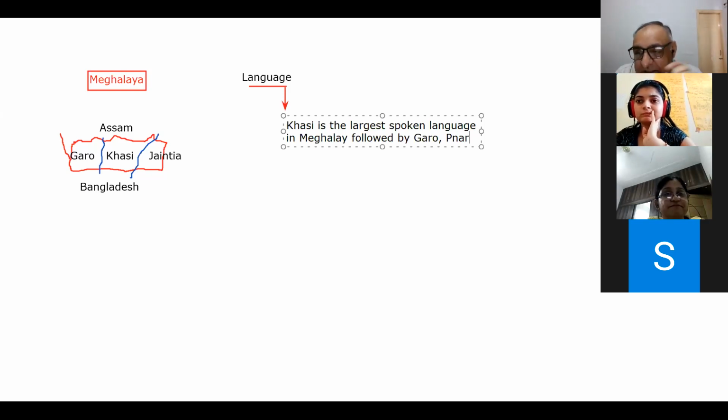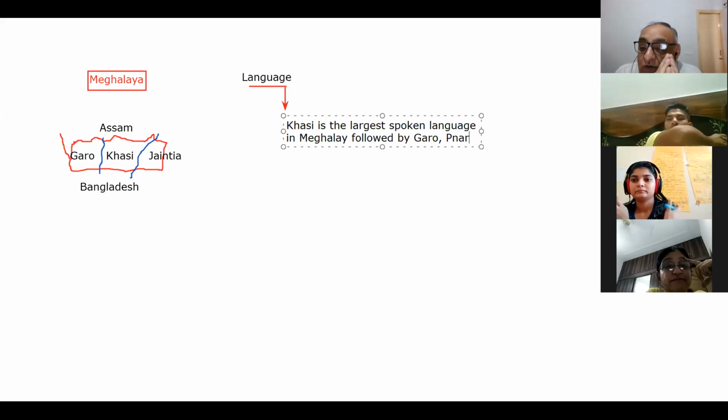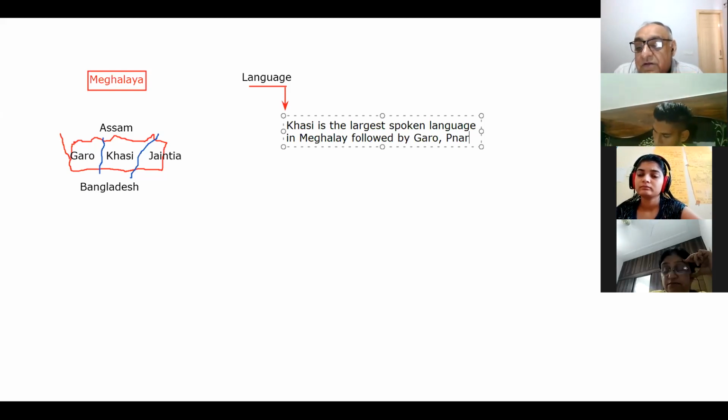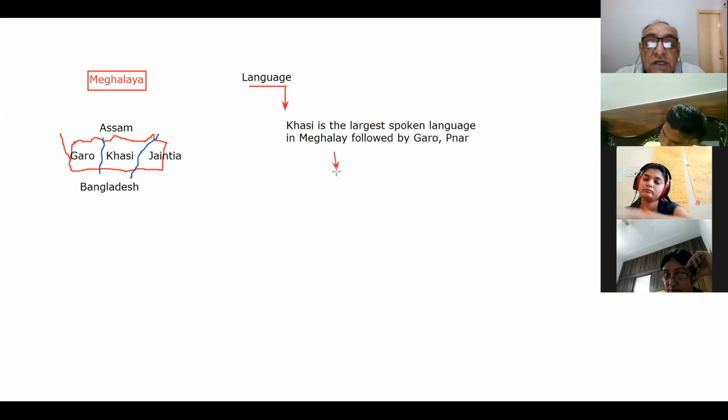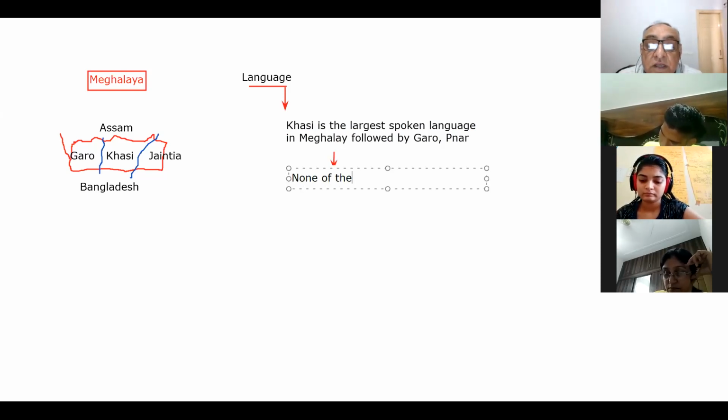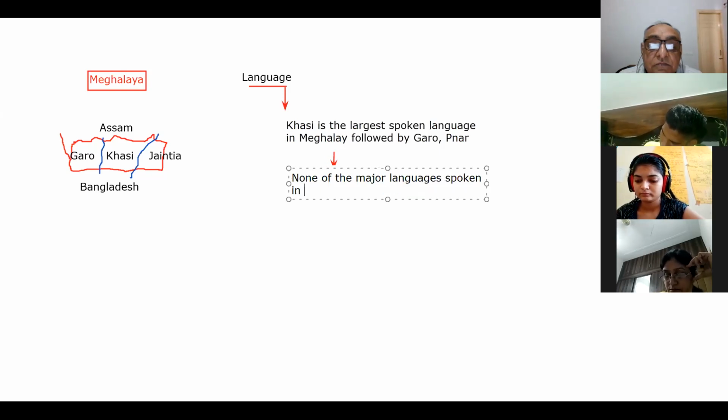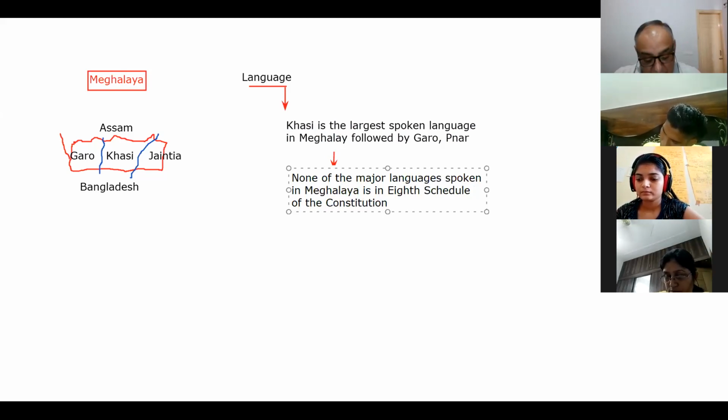Okay, so then the most important point here is that none of the major languages of Meghalaya are recognized under the 8th Schedule of the Constitution. Right? So very important statement here. None of the major languages spoken in Meghalaya are in the 8th Schedule of the Constitution. Right? So ऐसा question पूछ सकते हैं. So this is important again.